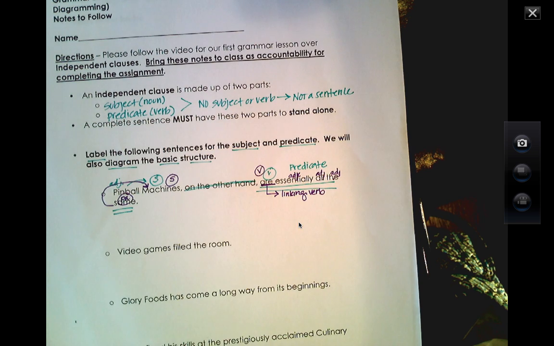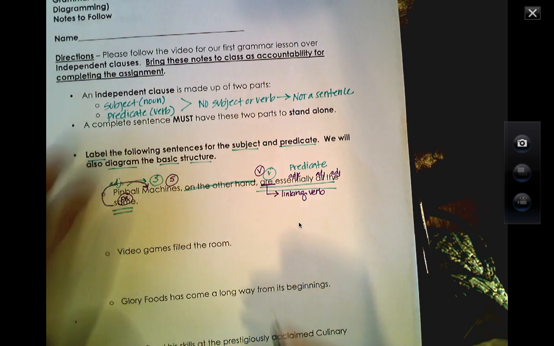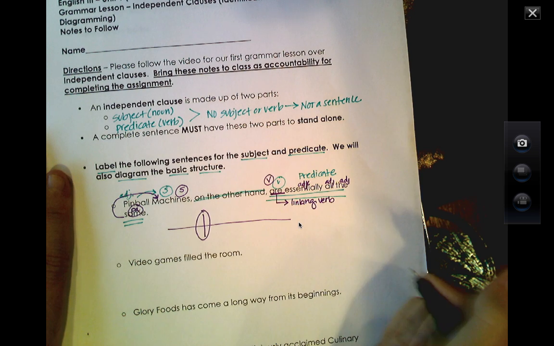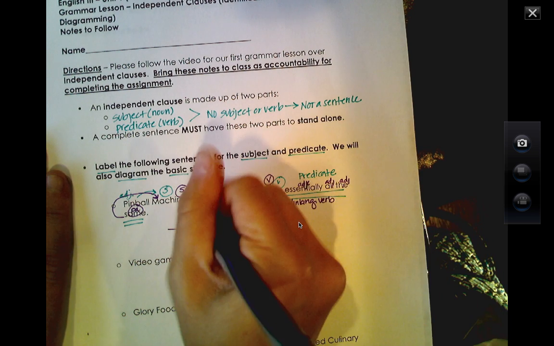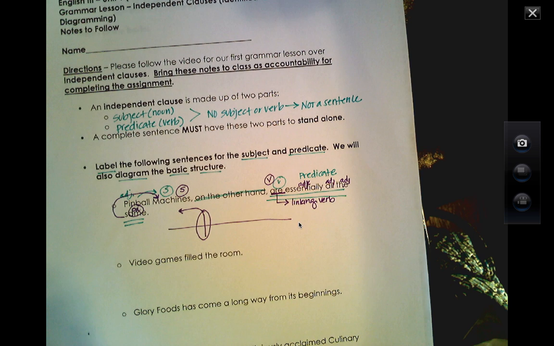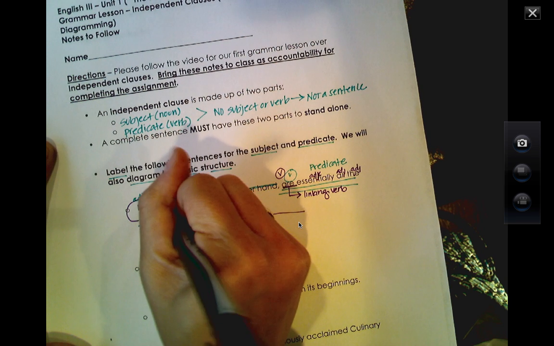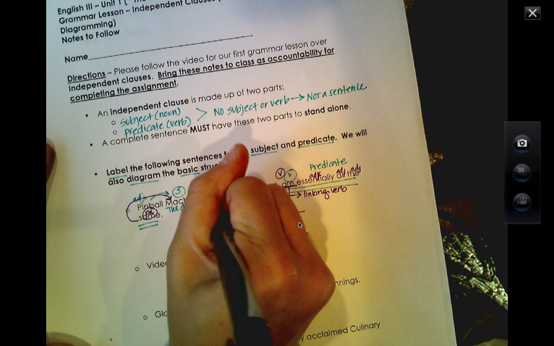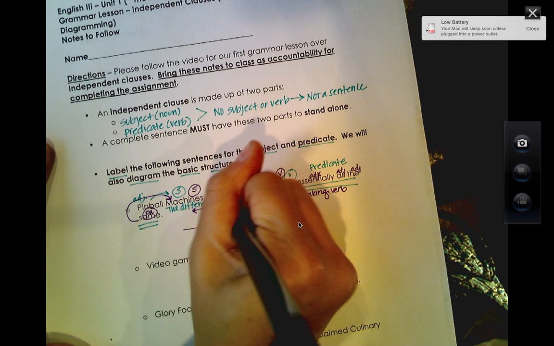Again, all these words I know you learned last year are popping up. I want to see if you remember this, and I'm kind of challenging you a little bit. So let's go ahead and diagram it. We always remember to make the line between the subject and the verb longer because it shows the difference between the subject and the predicate.